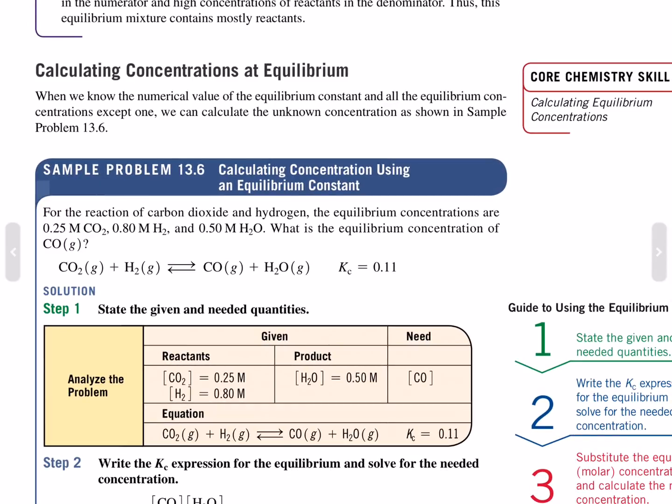Calculating concentrations at equilibrium. When we know the numerical value of the equilibrium constant and all the equilibrium concentrations except one, we can calculate the unknown concentration as shown in Sample 13.6.